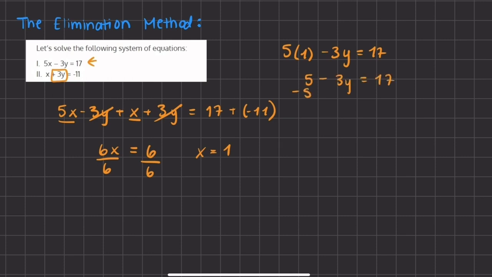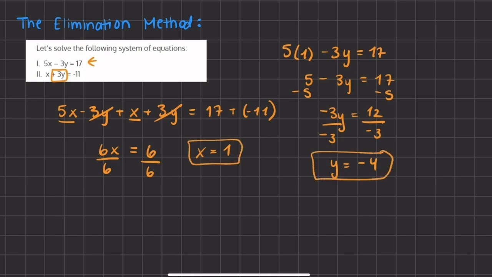Now we subtract 5 on both sides, and we have negative 3y equals 17 minus 5, which gives us 12. Now we divide by negative 3 on both sides in order to isolate the y completely. And now we have y equals 12 divided by negative 3, which gives us negative 4, because a positive divided by a negative gives us a negative. So the value of x is 1 and the value of y is negative 4, and that was using the elimination method in order to solve the system of equations.